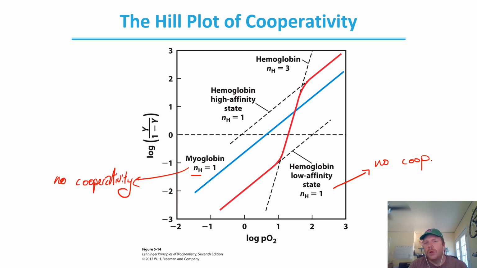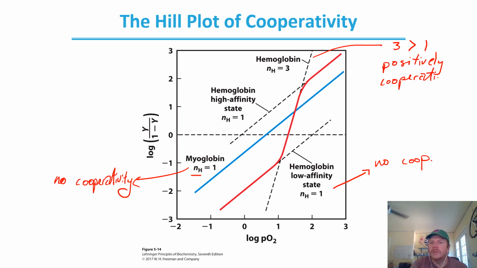And then hemoglobin in a high affinity state has an n equals 1, but then hemoglobin, whenever it's saturated, has an n equals 3, which 3 is greater than 1, so it is positively cooperative. Now, what this graph looks like, and we'll get into this in a little while, positively cooperative, is that hemoglobin undergoes a number of different changes from a low affinity state to a fully saturated state.